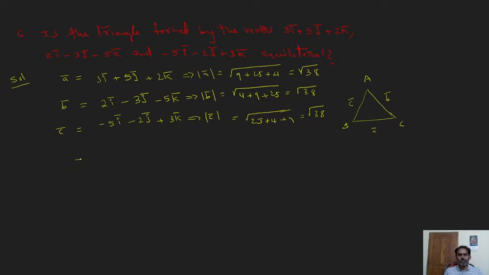That means the modulus of a bar equals the modulus of b bar equals the modulus of c bar. That is, BC equals CA equals AB. BC, CA, AB are equal. Therefore, triangle ABC is an equilateral triangle. This is the way. Equilateral triangle. This is the answer.